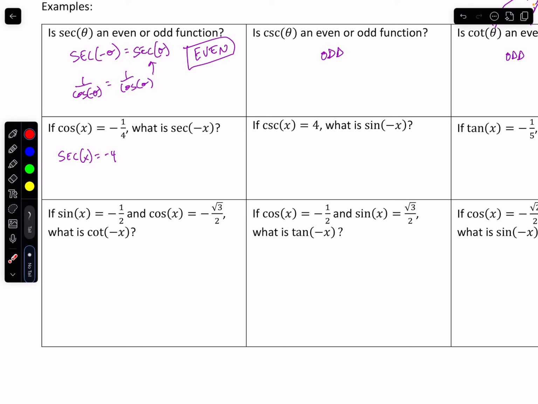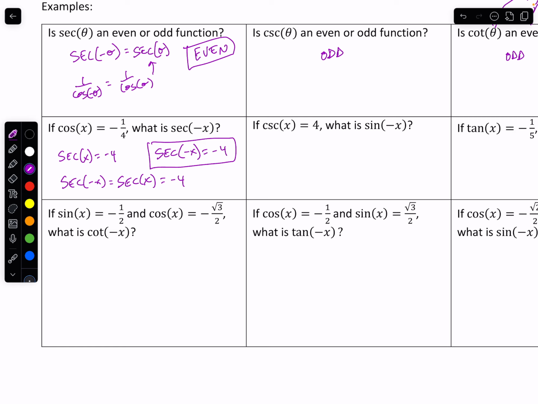Since I know that secant up here is even, I know that secant of negative x, which is what they want to know, since secant is even, is equal to secant of x. And secant of x we just showed is equal to negative 4. So you can say secant of negative x is equal to negative 4. Basically, because the function's even, you can kind of ignore the negative inside here. It's equal to secant of x.